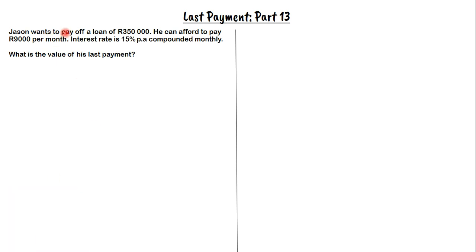Jason wants to pay off a loan of 350,000 rands. He can afford to pay 9,000 rand per month. The interest rate is 15% compounded monthly. The question is, what is the value of his last payment? To calculate the value of your last payment, these are the things that you need to do.